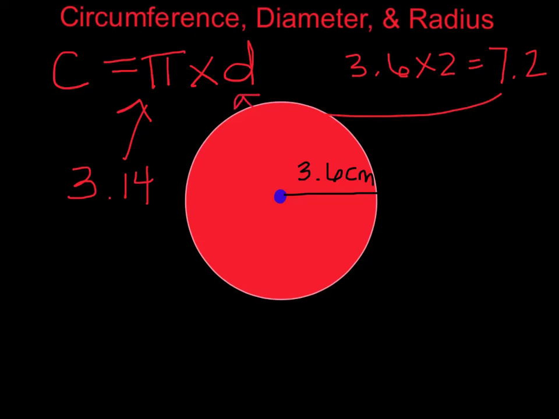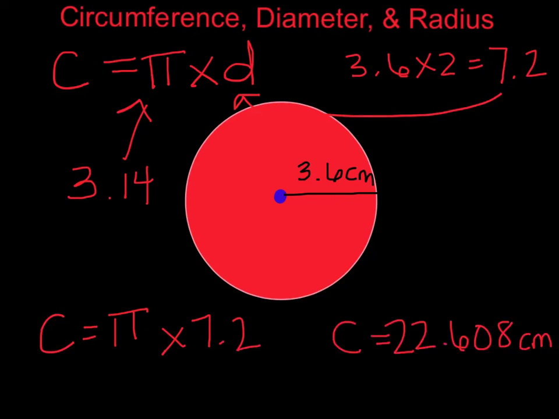Now I can solve my problem. C equals pi times 7.2. When I multiply those numbers together, I find that my circumference is 22.608 centimeters.